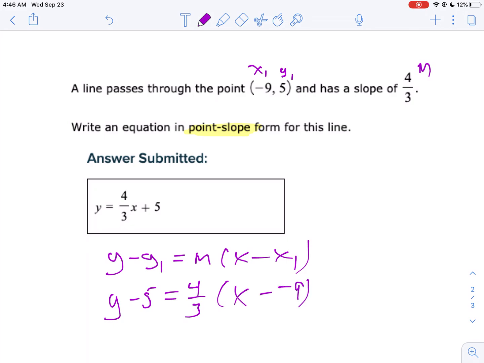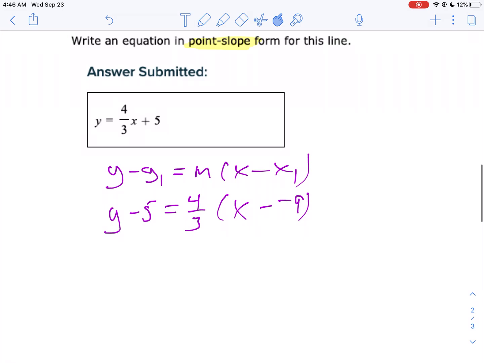Now you can simplify this a tad. Instead of writing a minus a -9, you can just write +9. But if you start distributing, then you're going to start putting it back in slope-intercept form, and we don't want slope-intercept form for this problem. I just want the answer. This was one problem you probably didn't need to show any work. You just had to write the equation in.